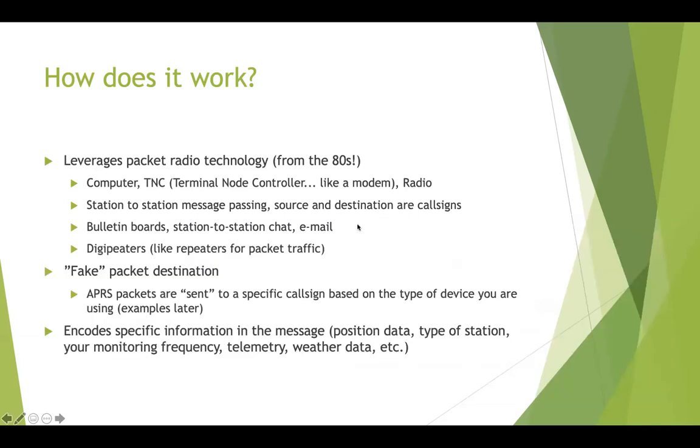APRS uses kind of a fake packet destination. So in packet radio, I would say I want to talk to N7XDL, for example, and I would put N7XDL as my destination for my packet. And the intervening digipeaters would figure out how to get from where I am to where he is to deliver that packet. With APRS, it doesn't quite work that way. There's a generic fake address that is the destination of the packet, and I'm going to talk about that in a minute with some examples. But it also includes things like a path, which controls how far the packet can go around the network, and encodes specific information in the message body that contains things like the position of your station, the type of your station, what frequency you're monitoring, any telemetry or weather data, anything like that.